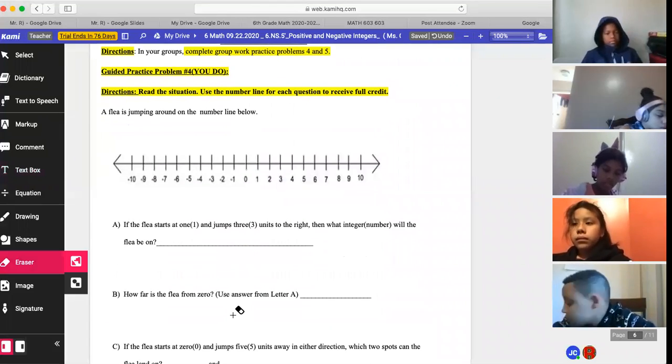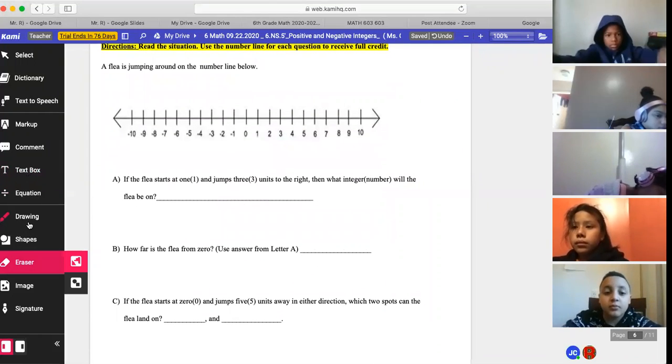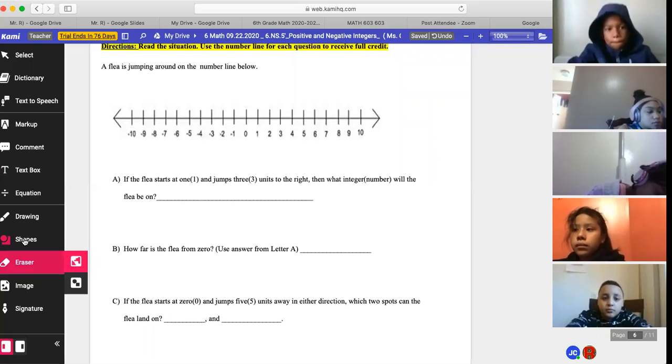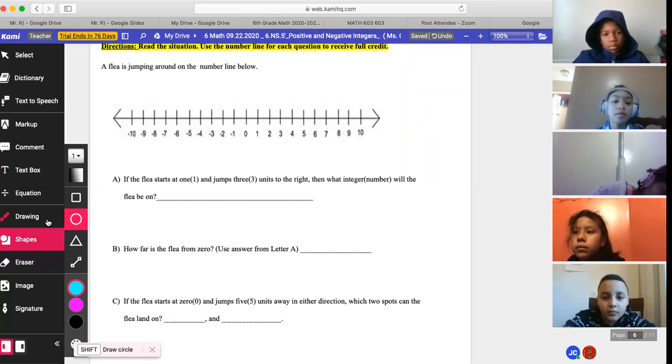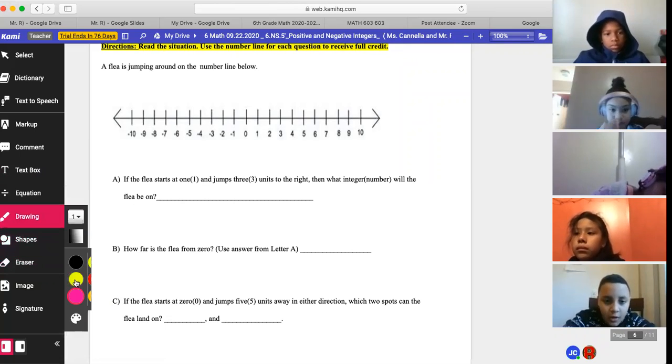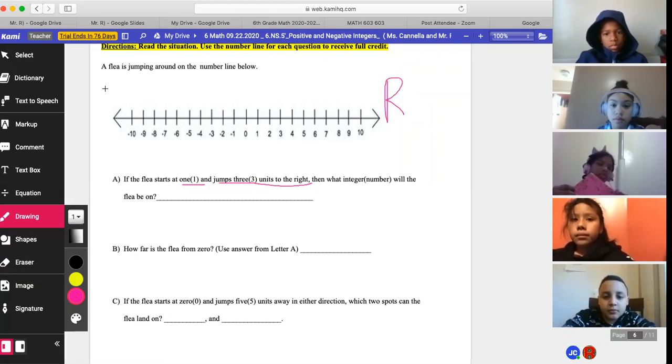All right, let's read this one. The next ones to answer are Givelli, Flavia, and Lucas. So Givelli, a flea is jumping around on a number line. If a flea starts at 1 and jumps 3 units to the right, then what integer number will the flea be on?